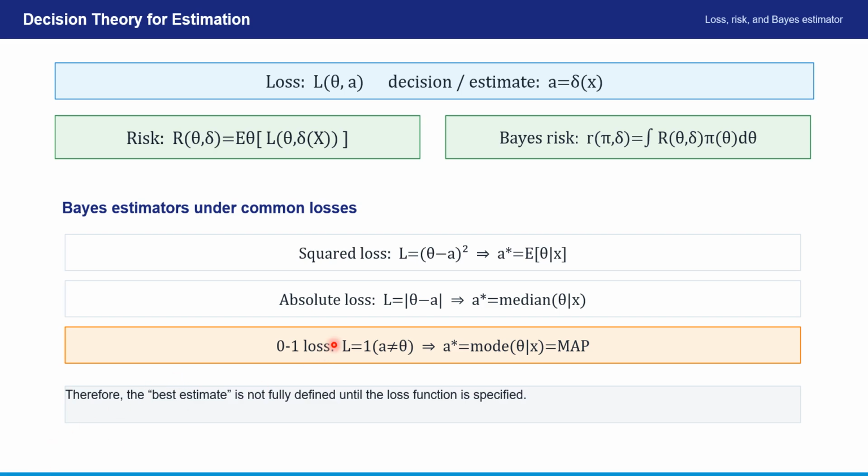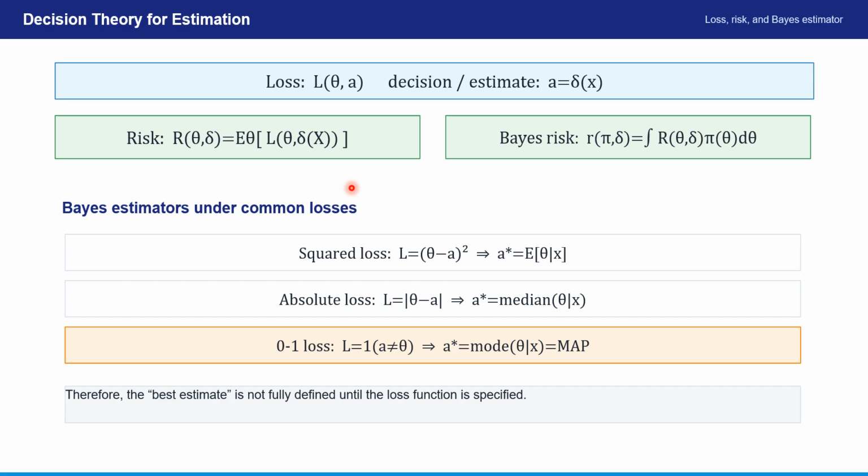Okay, let's talk about decision theory for estimation. In decision theory, we ask, what does it mean for an estimate to be best? To answer this, we must define a loss function L of theta and A, which measures the cost of choosing estimate A when the true parameter is theta. The frequentist risk is R of theta and delta equals E theta of L of theta and delta of X. This means the average loss when the true parameter is theta and the estimator is delta.